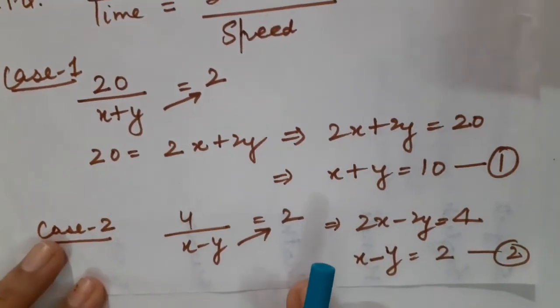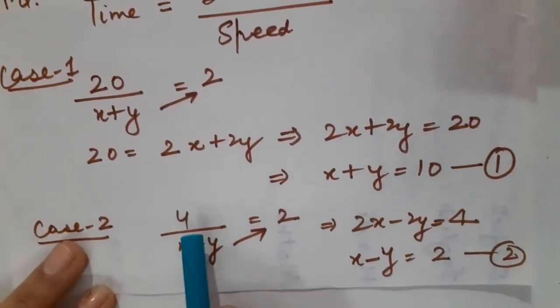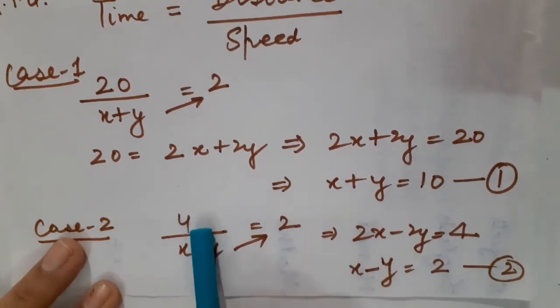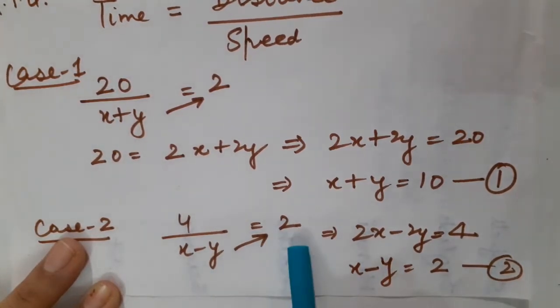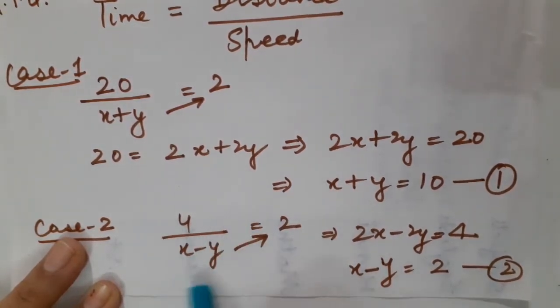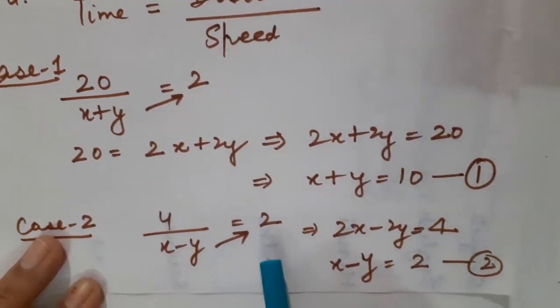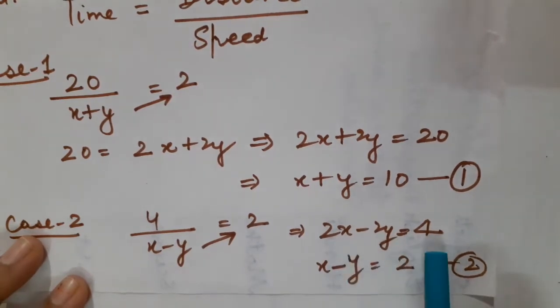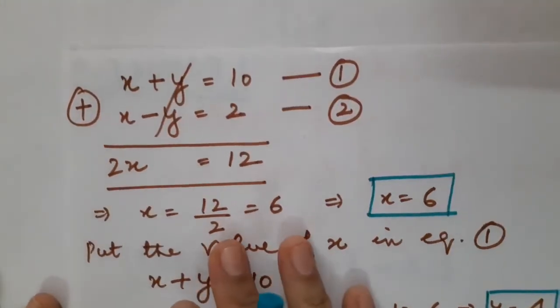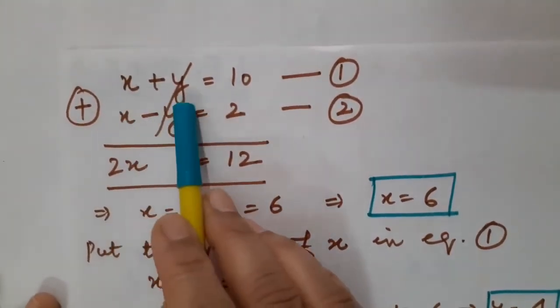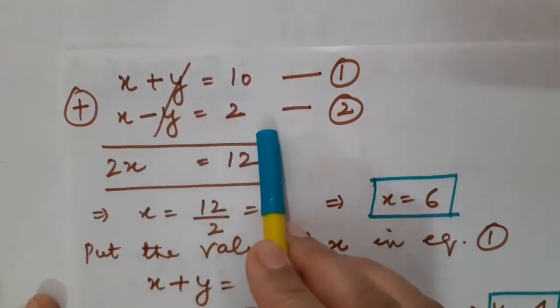Now let us discuss case number 2 for upward speed. What is the total distance covered by the child? That is 4 km. This is upward speed, that is x minus y. And how much is the time taken? That is 2 hours. This is nothing but the formula of time. Look, this is distance, this is upward, or I should say upstream speed, is equal to time, that is 2 hours. Now again, while cross multiplying, I am going to get 2x minus 2y is equal to 4, that is x minus y is equal to 2. Now after getting both the equations in two variables, that is x plus y is equal to 10, x minus y is equal to 2.